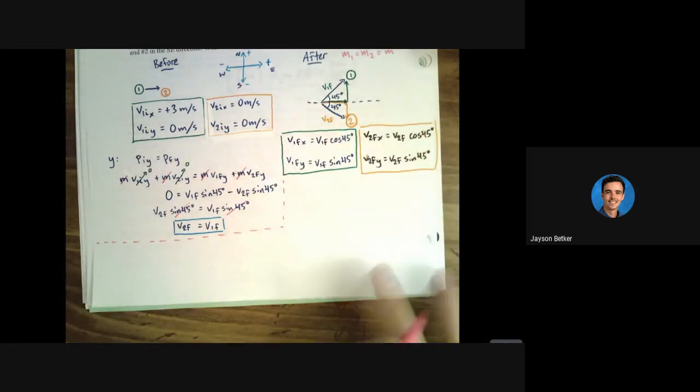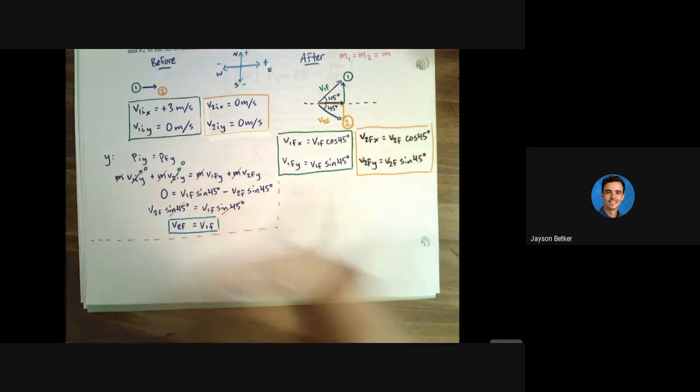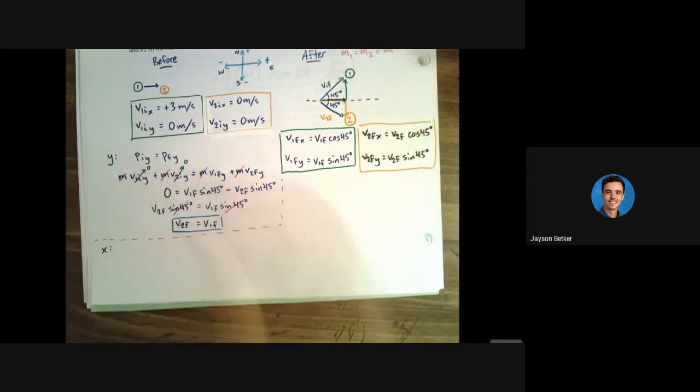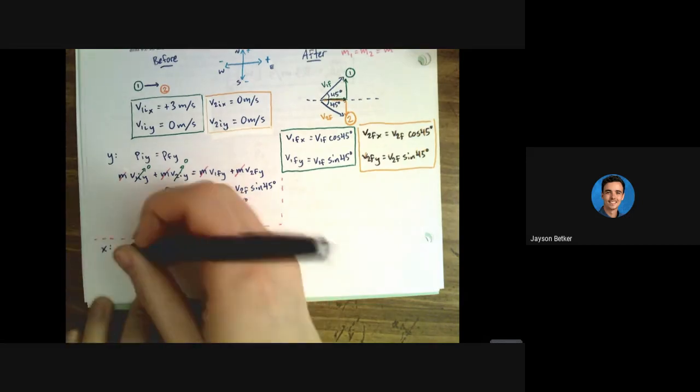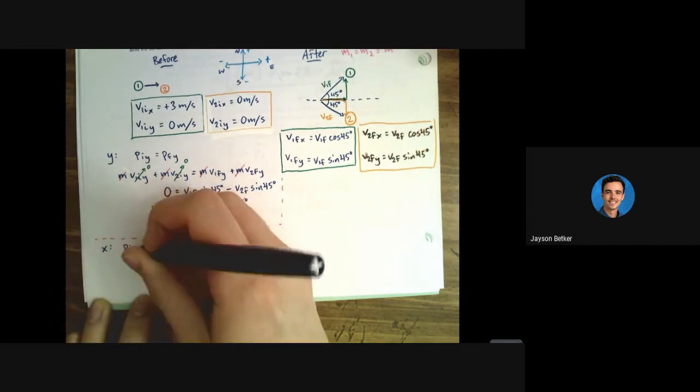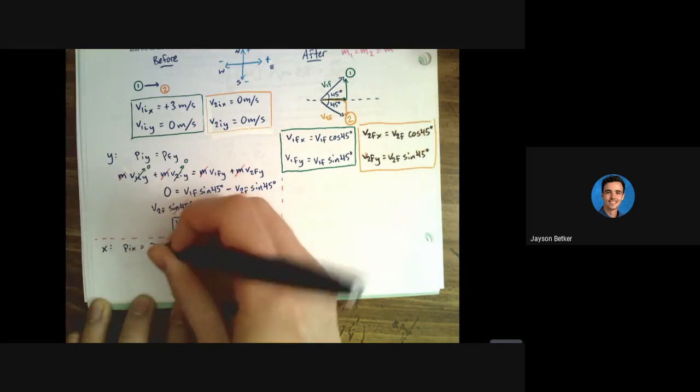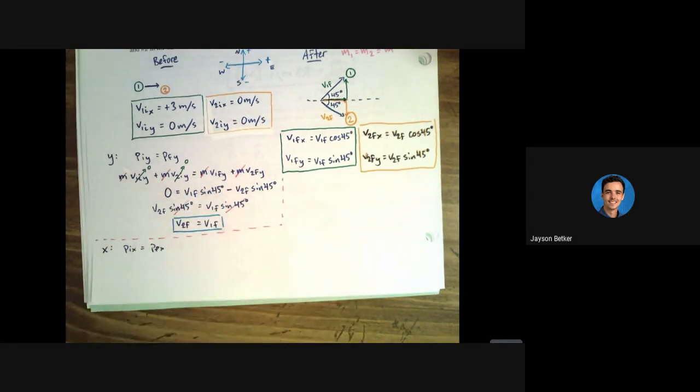Okay. Let's do the x direction. Now in the x direction, I have the same exact thing going on. I have that the momentum before in the x is equal to the momentum after in the x. So P1x is equal to PIX is equal to PFX.